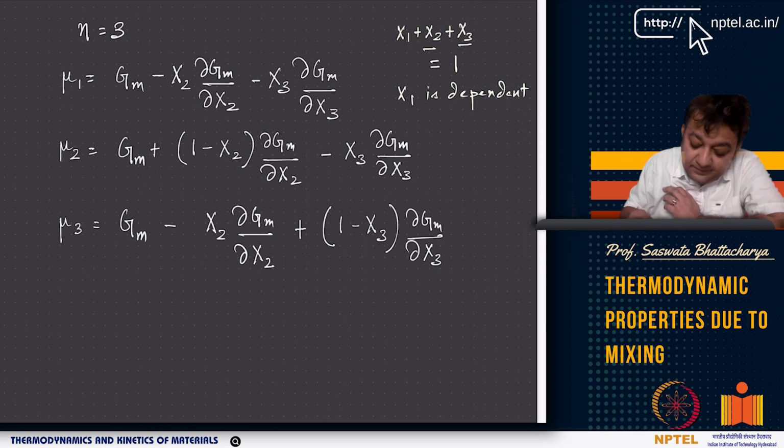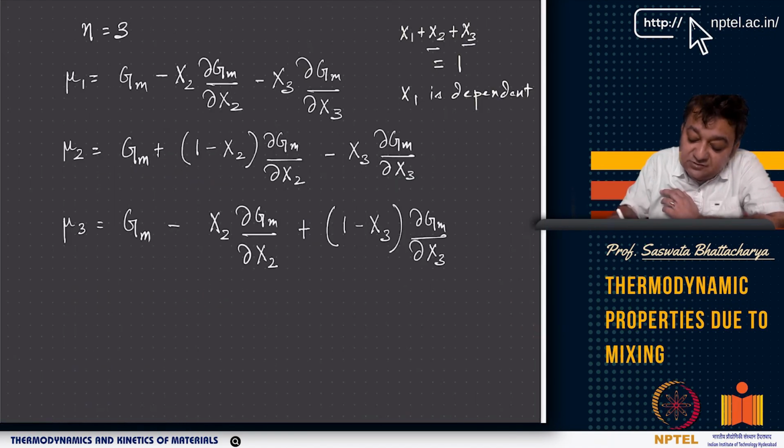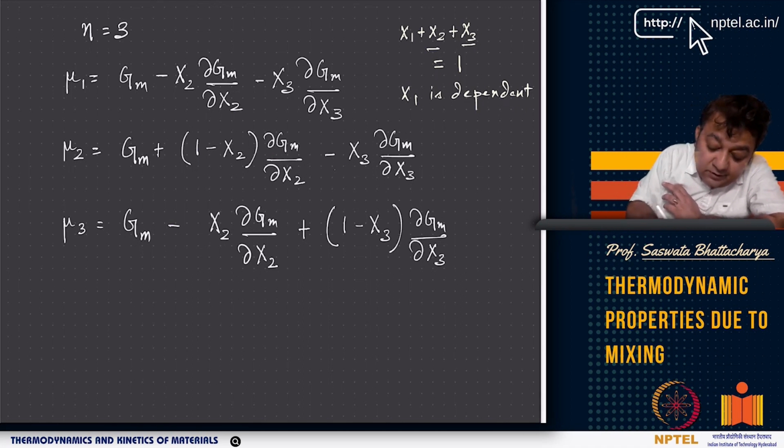Mu2 will be gm plus, if you apply the formula, you have 2 2 3, right? R equal to 3. So for mu1, delta is 0, that's why minus x2 del gm del x2 minus x3 del gm del x3. But when you do i equal to 2, delta ij is 0 for one term but not for the other. So you have one intercept each, mu1, mu2 and mu3.